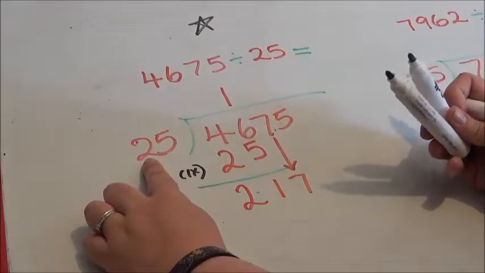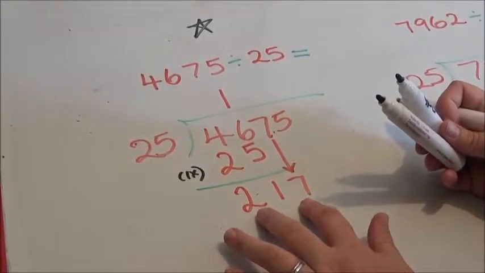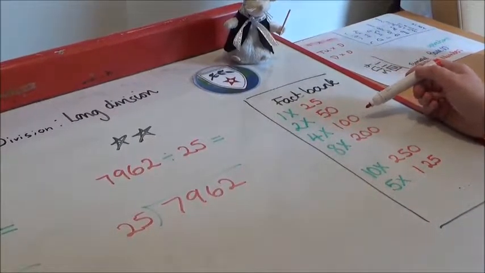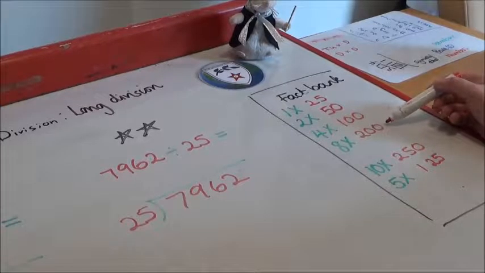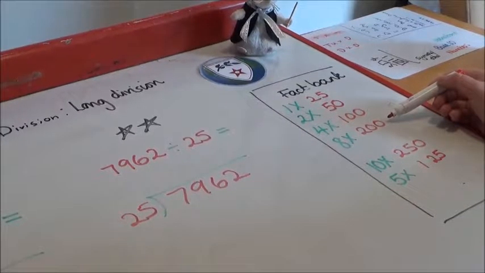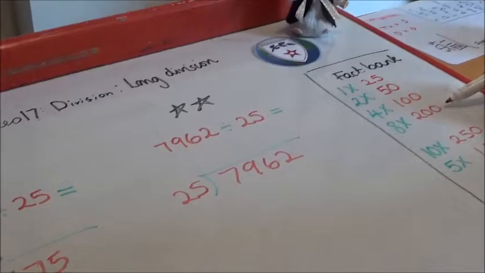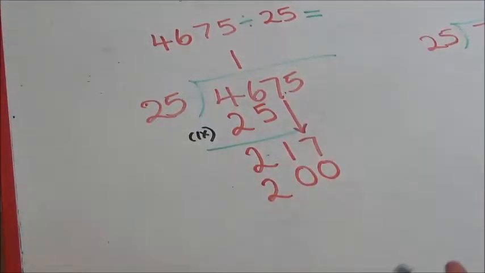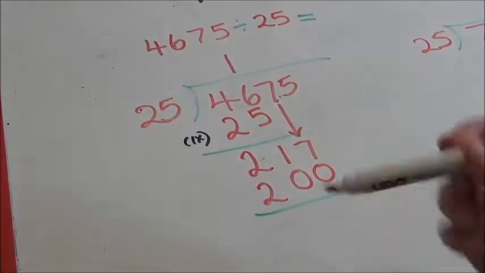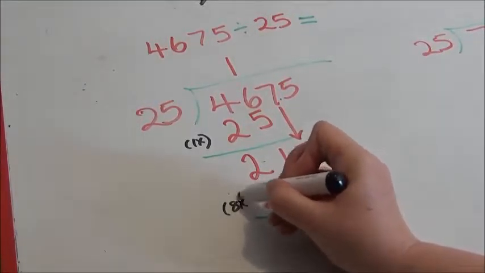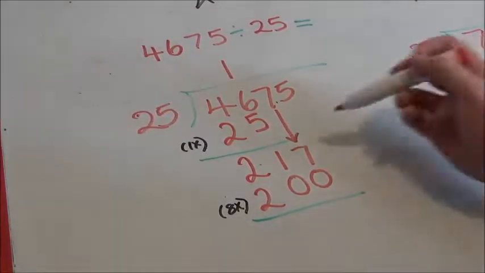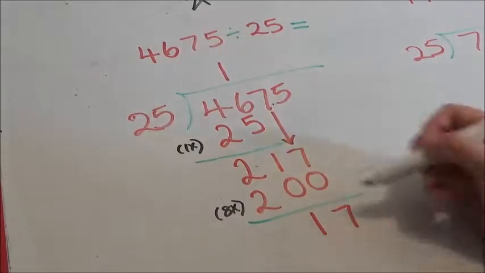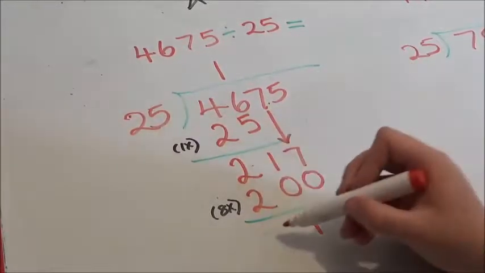How many groups of 25 can we group from 217? Let's go over to our fact bank. And it's looking to me like it's going to be 8 groups. 8 times 25 is 200. Let's double check. I'm going to put our 200 here to see if we've got anything left. I'm going to remind myself here that I took off 8 groups. 7 take away 0 is 7. 110 take away no tens is 110. And 2 tens take away 2 tens is 0.